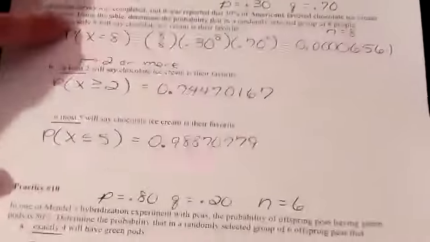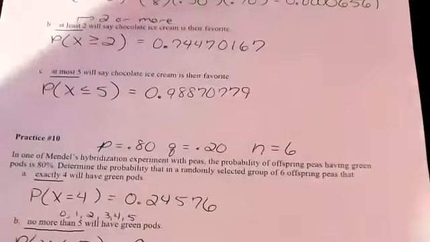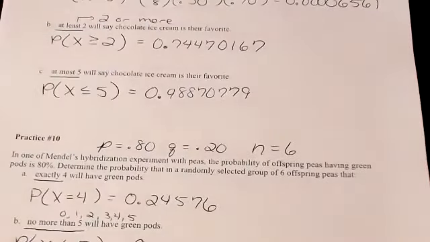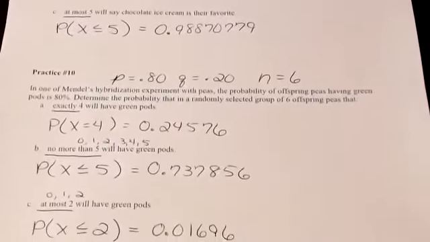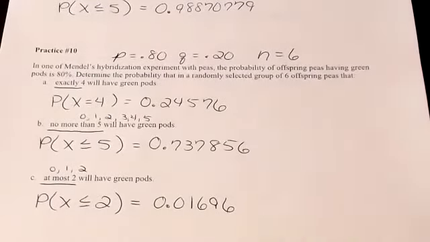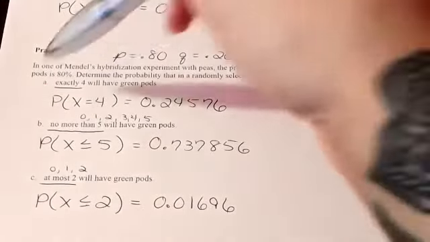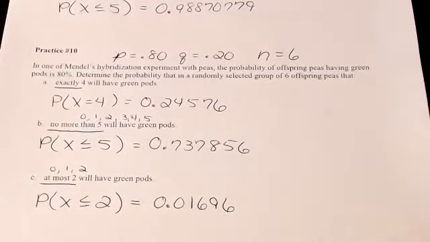I wanted to add a couple things to practice number 10, just to make sure that we're okay with calculating binomial probabilities, especially by hand. So for instance, with practice 10 part A, I wanted to rewrite finding the probability that x is equal to 4 in binomial form for you.